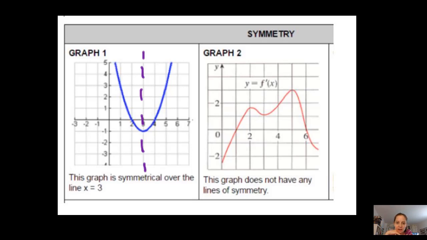If you look at graph 2, this graph does not have any lines of symmetry. There's no line we could draw anywhere where you could fold the graph on that line and it would fold onto itself.